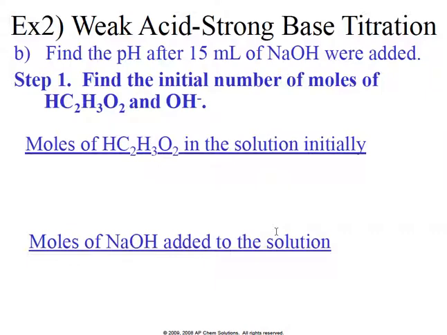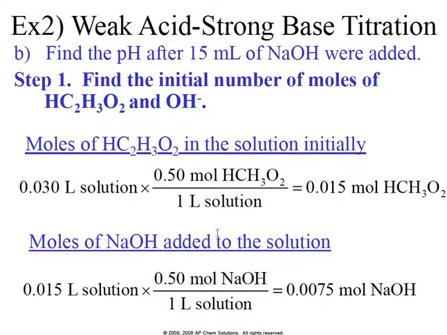Now, let's titrate this with 15 milliliters of NaOH. So now we need to know how many moles of acetic acid are in that initial concentration of acetic acid. We have 30.3 milliliters of solution, and we know it is 0.5 molar. So that means we have 0.015 moles of acetic acid.